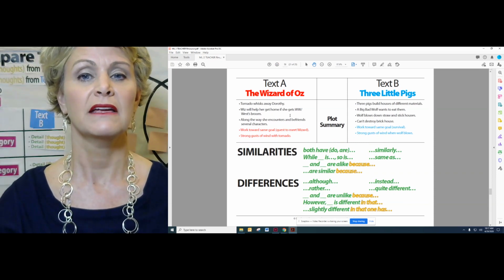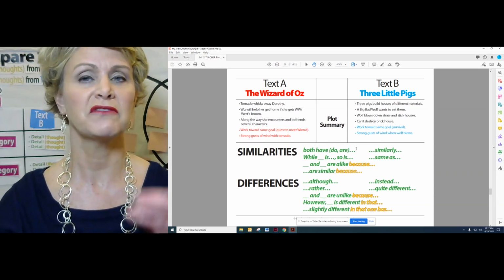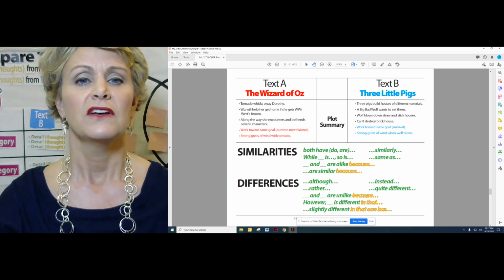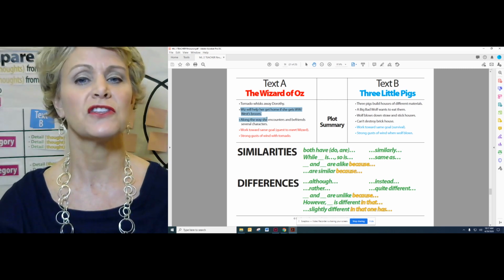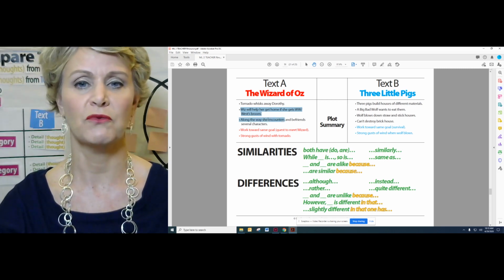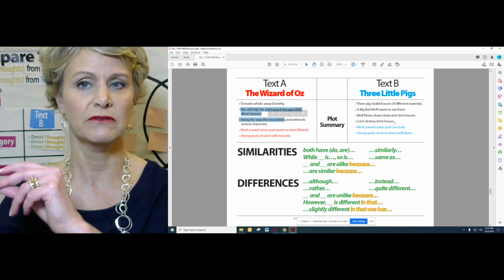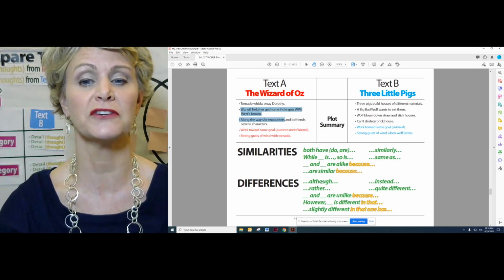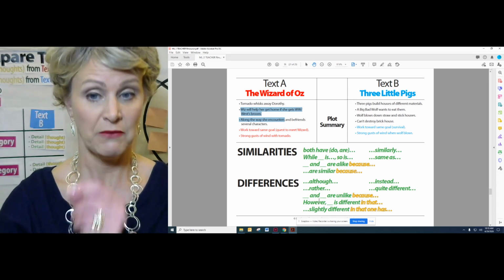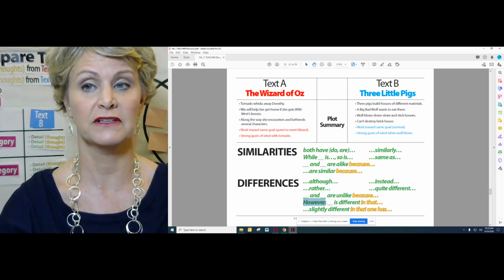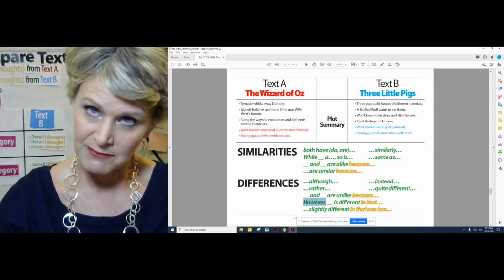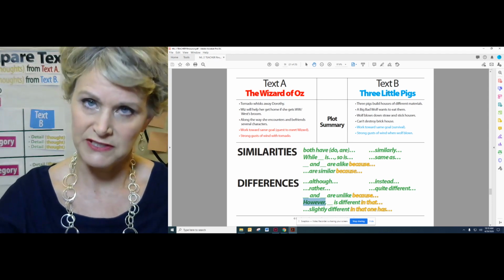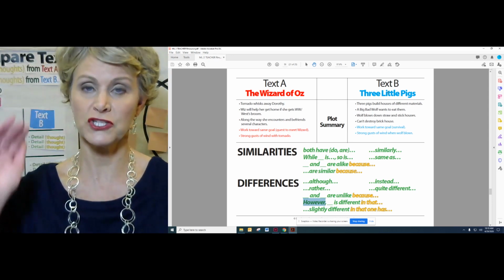Let's do plot, okay? And we'll start off just with very clear differences. The Wizard will help Dorothy if she gets the broom from the Wicked Witch of the West. Okay, now give me the plot of the Three Pigs. Let's start that sentence with a transition word. However, the Three Pigs, give me the plot. Try to escape the wolf, how? By building houses. Good, boom, did it. Okay, so we just showed a difference.